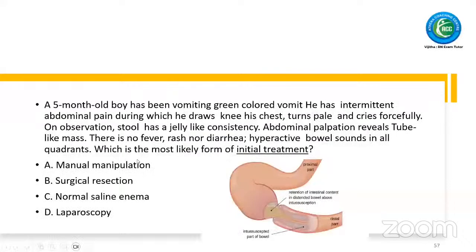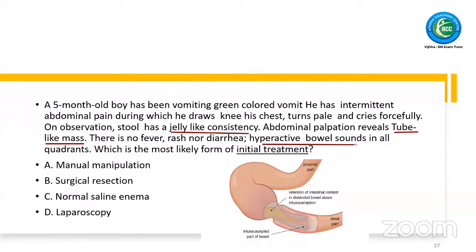Okay, next question. Read the question. A 5-month-old boy has been vomiting green-colored vomit. He has intermittent abdominal pain, during which he draws his knees towards his chest, and the patient turns pale and cries forcefully. On observation, stool has a jelly-like consistency. Please remember, jelly-like consistency. Abdominal palpation reveals a tube-like mass. No fever, no diarrhea. Hyperactive bowel sounds.